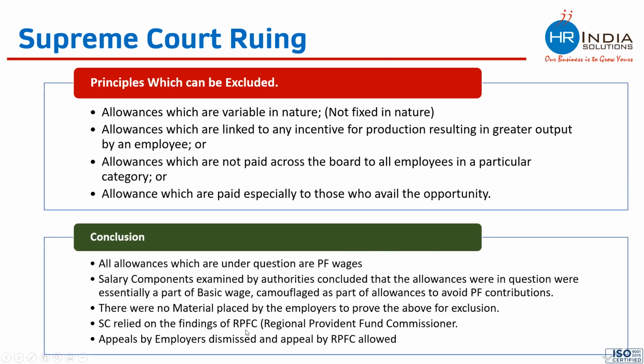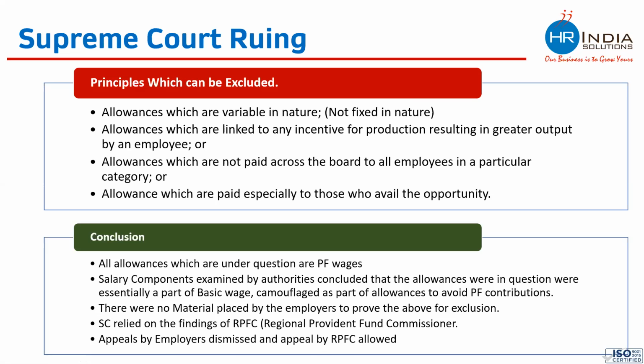Then the Supreme Court relied on the findings of the RPFC, Regional Provident Fund Commissioner. Appeals by the employers were dismissed, and the appeal by the RPFC was allowed. That is, the employers had also filed petitions against the judgment, but all those petitions were dismissed, and the RPFC's appeals were allowed. And since that time, we have started contributing PF on either gross minus HRA or on the entire gross salary of the employee, and the capping of 15,000 is always there with the employers, right?